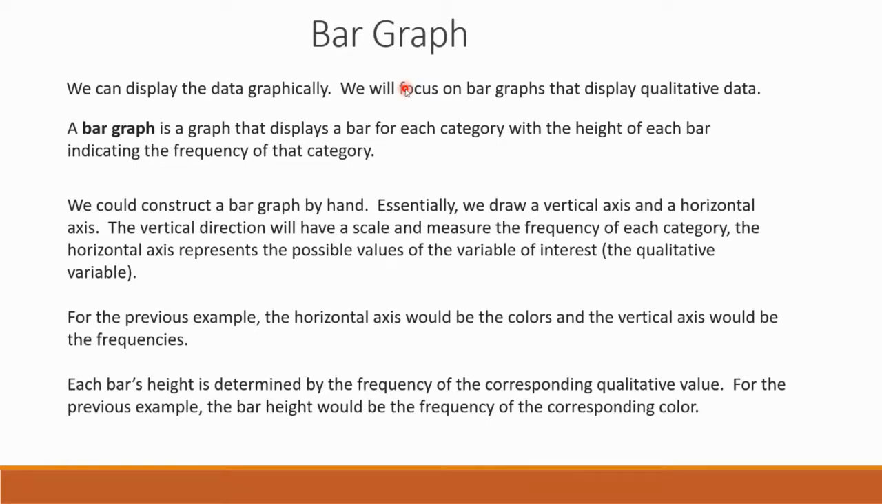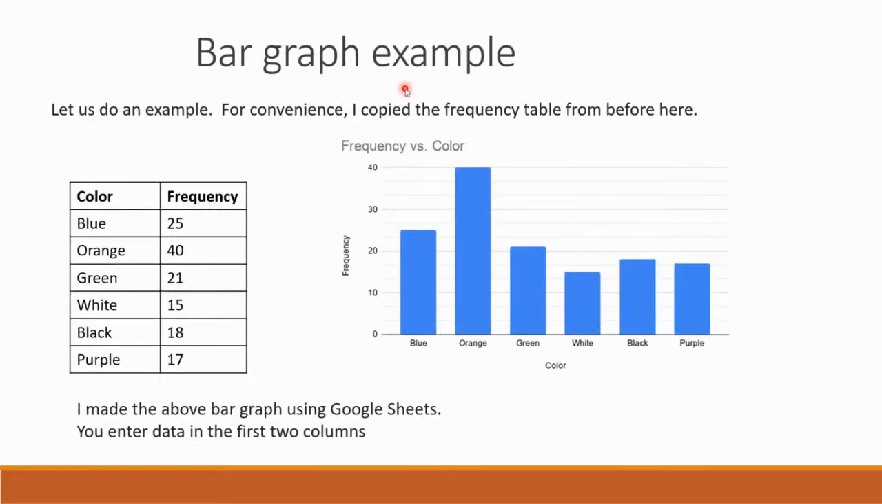In fact, you would make this from a frequency table. I don't think you always have to make it from a frequency table, but you can. For instance, here we have the frequency table from before, and in Google Sheets, I made this bar graph. You can see, just like I said before, the vertical axis has numbers which give you frequency. On the horizontal axis, these are the different values of the variable, which in this case is color, the qualitative data.